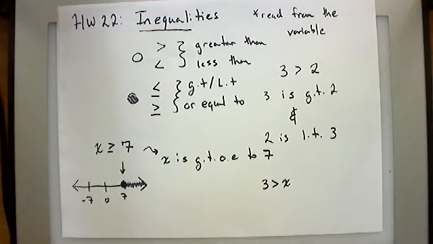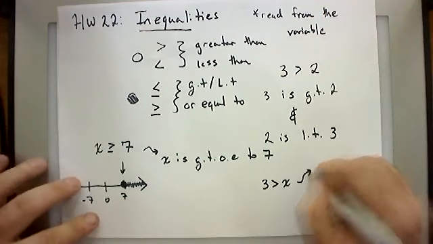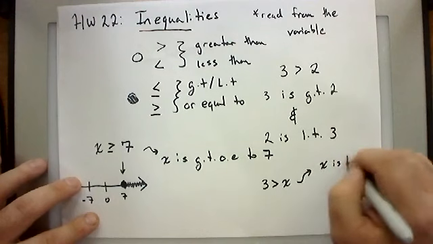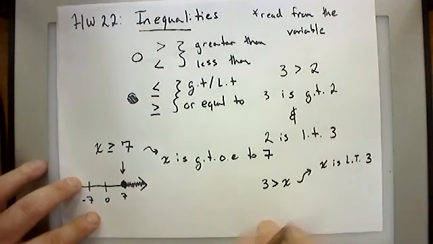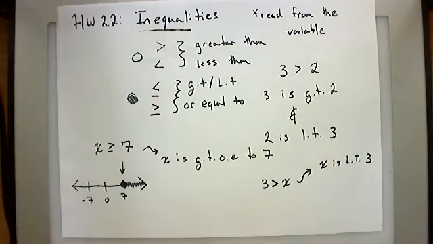That says 3 is greater than X, but if we read it from the variable, it says X is less than 3, because the mouth is not toward the X. So if the 3 is greater than the X, which it is, then that means the X is less than 3, and that's the key point here.